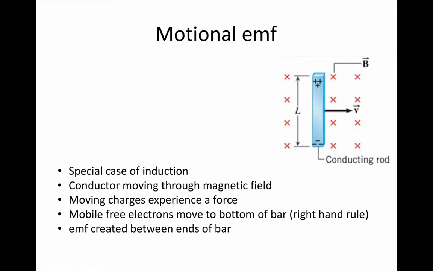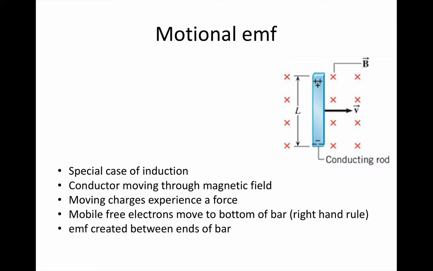Motional EMF is a special case of induction, and it arises because when charges move in a magnetic field, they experience a force. If we have a conducting rod and move it through the magnetic field as shown, let's imagine what the force would be on the positive protons in the atoms of the wire. They are moving to the right, and the magnetic field is into the screen. So the force, by the right-hand rule, is upwards.